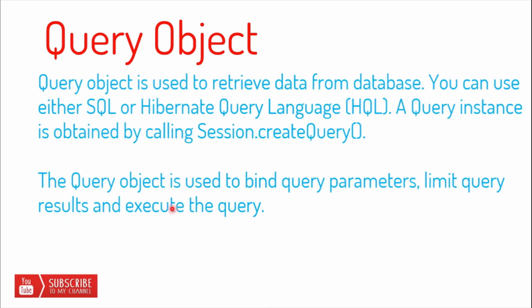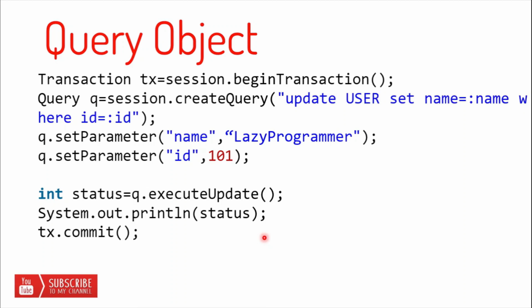Next is query object. Query object is used to retrieve the data from database. You can use either SQL or Hibernate query language, which is also known as HQL. A query instance is obtained by calling session.createQuery. The query object is used to bind query parameters, limit query results, and execute the query as well. Now let's see the query as well with the code example.